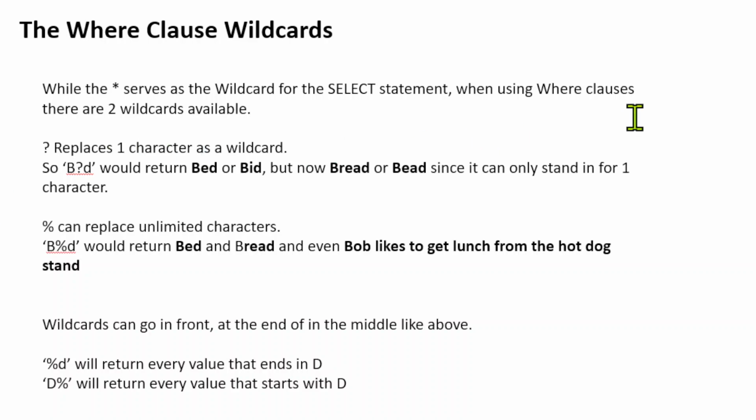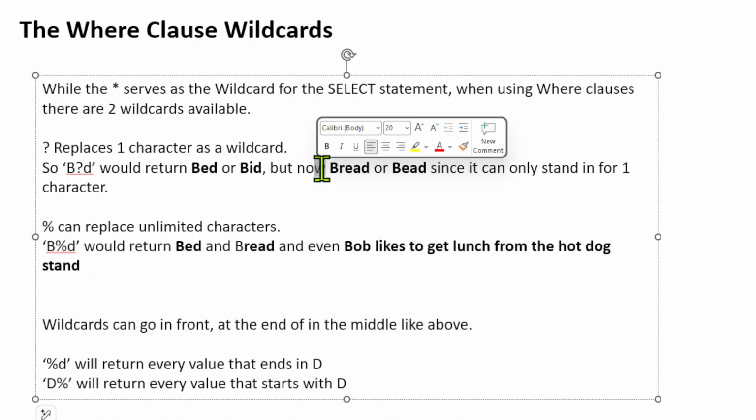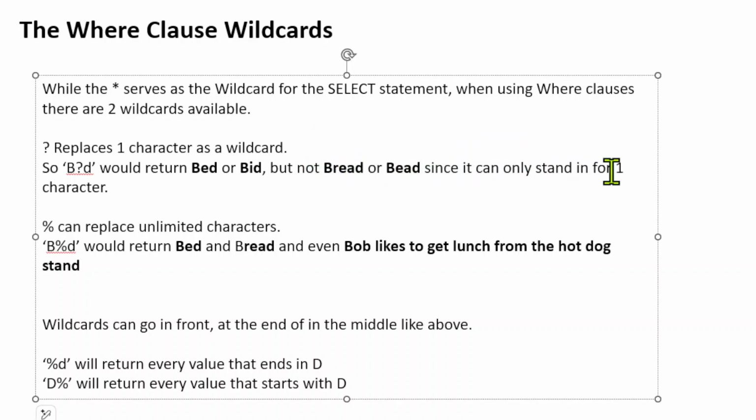We do have a second wildcard. I've never found a valid use for it before, but it only replaces one letter. So the question mark. So b?d would return bed or bid, but not bread or beads, since it only stands in for one character. The percentage sign can replace as many as you want, including if I did B percentage sign D, I could have Bob likes to get lunch from the hot dog stand. It'll return that as well as bed, bread, and all these others, okay? So wildcards can go in front or at the end or the middle like above, okay?